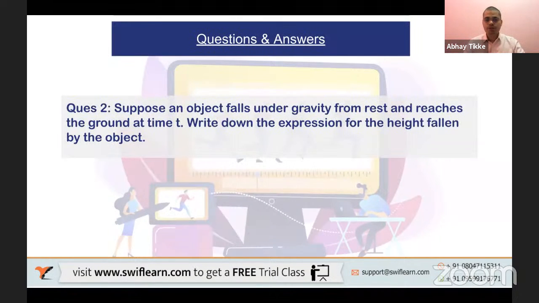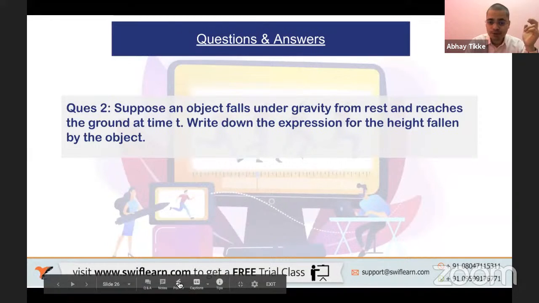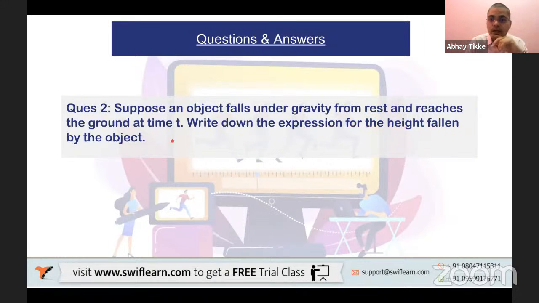Second question. An object falls under gravity from rest and reaches the ground at time t. Under gravity है मतलब कौन सा है, free fall, and starts from rest. इसका मतलब u क्या होगा आपका? Yes, u should be 0. Initial velocity would be 0, isn't it? Initial velocity u is 0 and reaches the ground at time t. Ground पे reach होने के बाद time कितना है? t. Write down the expression for the height fallen by the object.